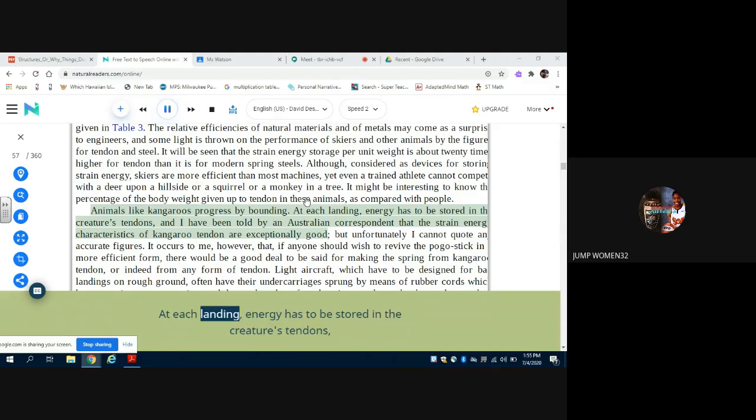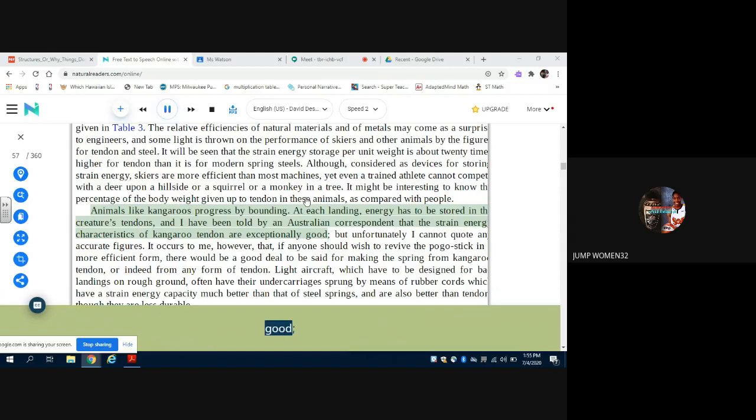At each landing, energy has to be stored in the creature's tendons, and I have been told by an Australian correspondent that the strain energy characteristics of kangaroo tendon are exceptionally good. But unfortunately, I cannot quote any accurate figures.